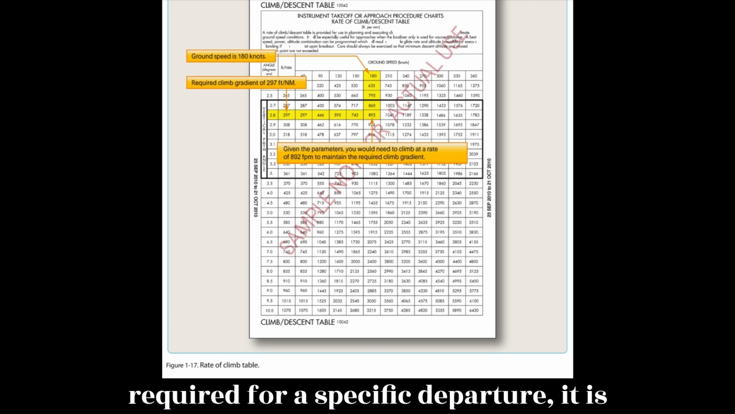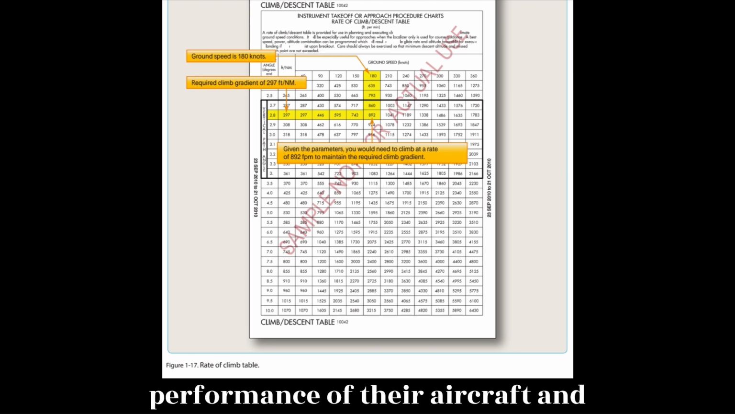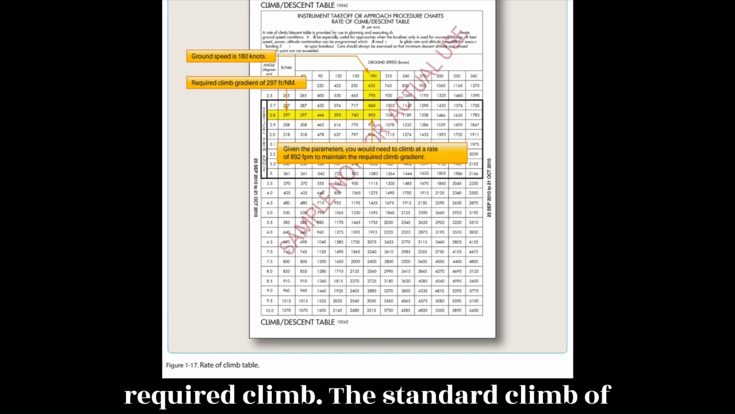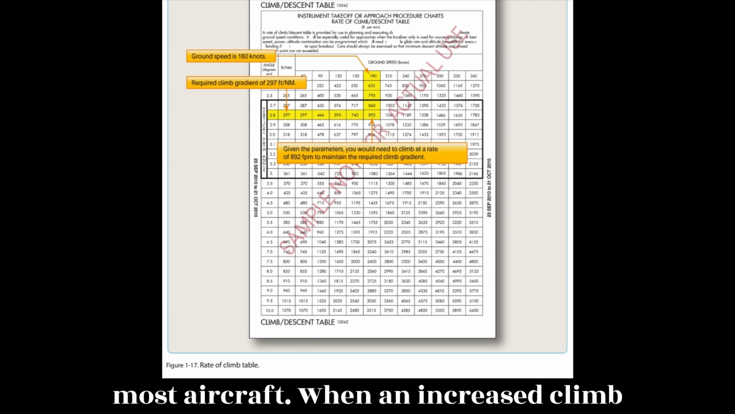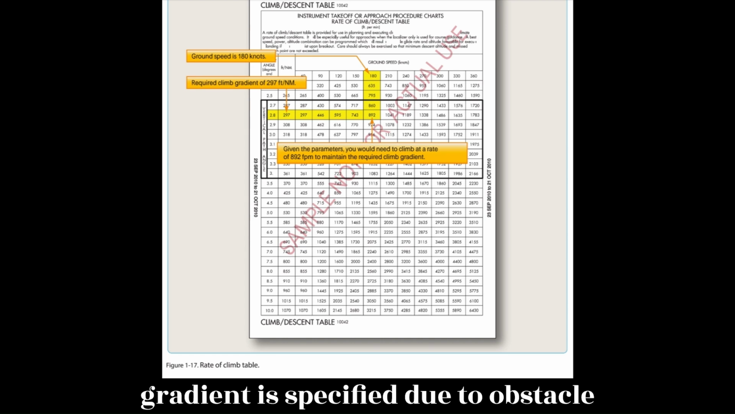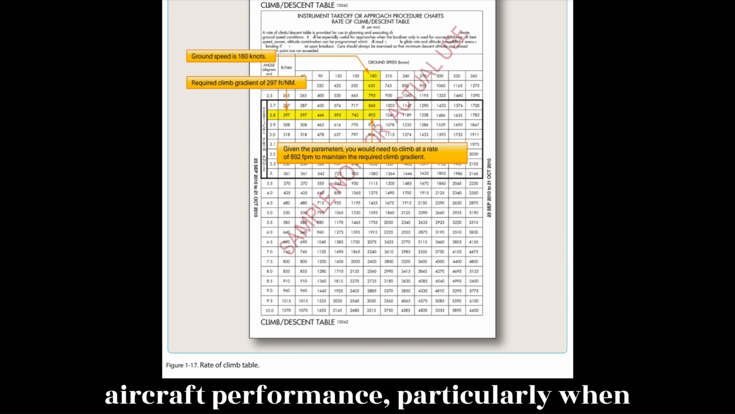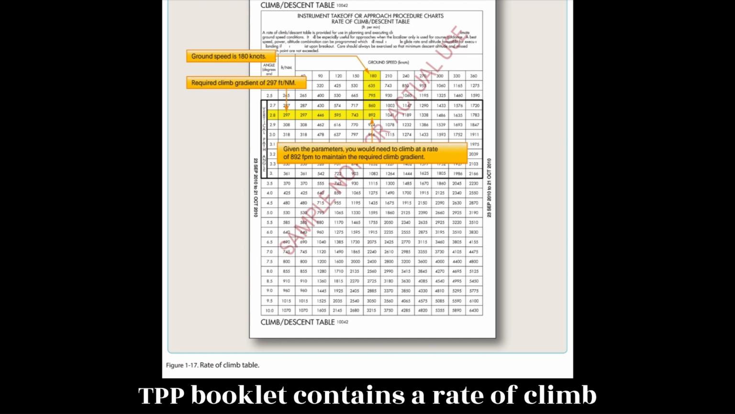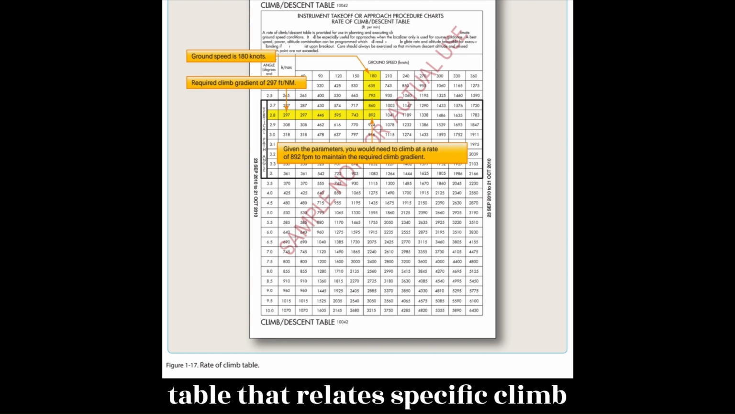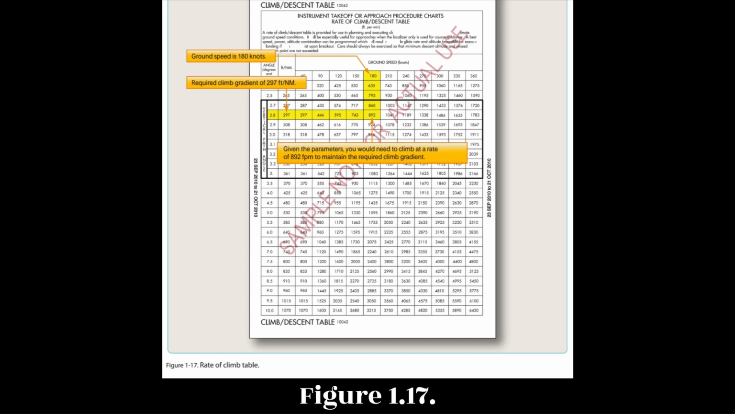When a climb gradient is required for a specific departure, it is vital that pilots fully understand the performance of their aircraft and determine if it can comply with the required climb. The standard climb of 200 feet per NM is not an issue for most aircraft. When an increased climb gradient is specified due to obstacle issues, it is important to calculate aircraft performance, particularly when flying out of airports at higher altitudes on warm days. To aid in the calculations, the front matter of every TPP booklet contains a rate of climb table that relates specific climb gradients and typical ground speeds. Figure 1-17.